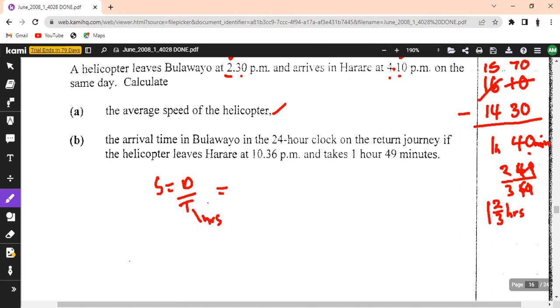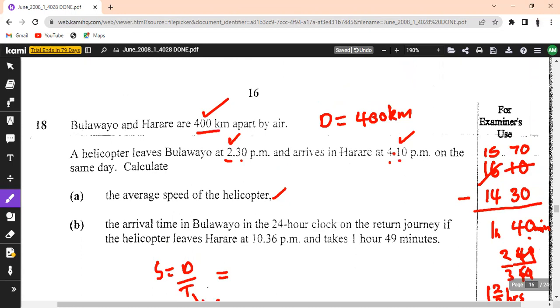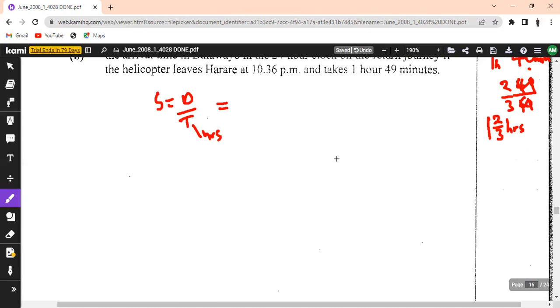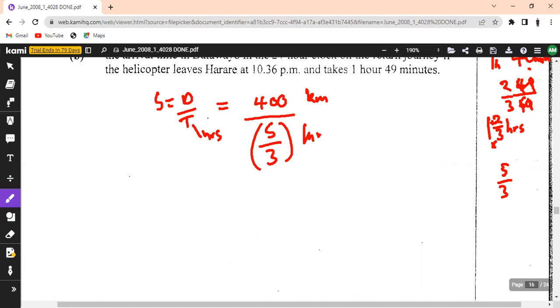So that's it, guys. Our answer can be calculated now because we've got the distance, 400 kilometers. All right, so this is 400 kilometers over the time. Let us use this as an improper fraction. You multiply, 3 plus 2, which is 5, so it's going to be 5 over 3. So you divide by 5 over 3 here. This is distance in kilometers, and this is your time in hours. So it's going to be kilometers per hour.